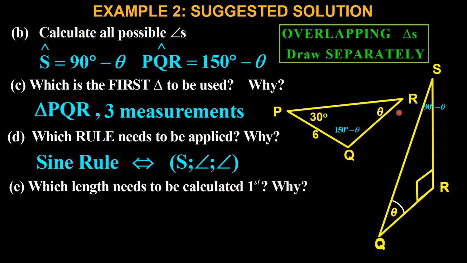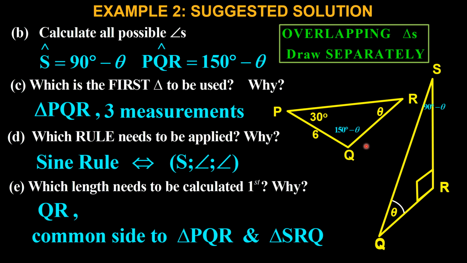Then which length needs to be calculated? There's a PR and there's a QR. Which one? That's right, we're going to use the QR. And why the QR? Because QR is common to the other triangle. See, there's also a QR. If I work out PR, it's not going to help me in this triangle. So it's QR. We can even look at the naming of the triangles, PQR, SQR. Right? So there's a QR and there's also a QR. So QR is common there.